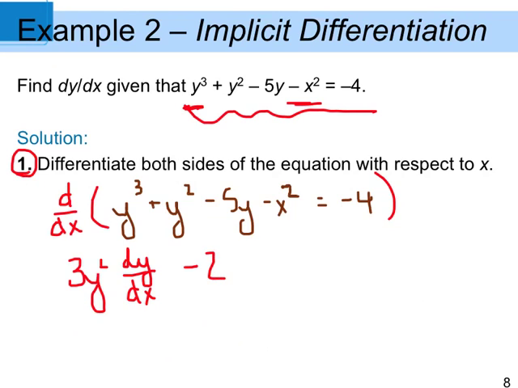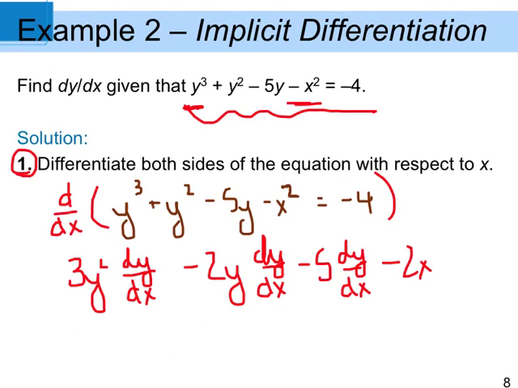Next we have 2y dy/dx. Next we have 5 dy/dx. Next we have just a 2x; we don't need to write dx/dx. And the derivative of negative 4, since that's a constant, is 0. Now on the next page, I'm going to need to remember what I just wrote: 3y squared minus 2y minus 5.